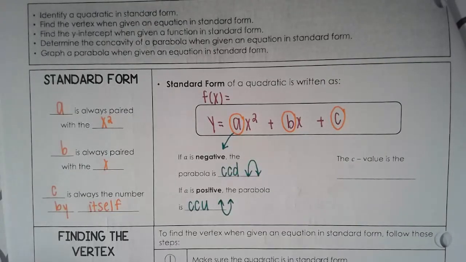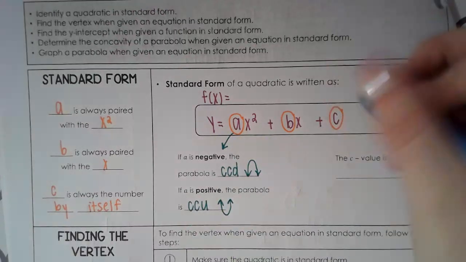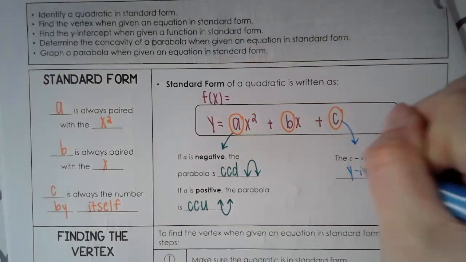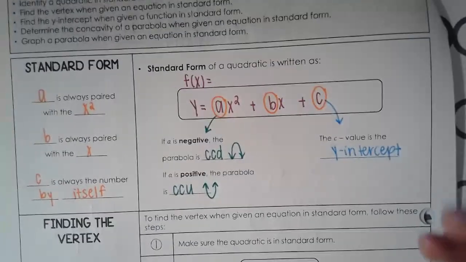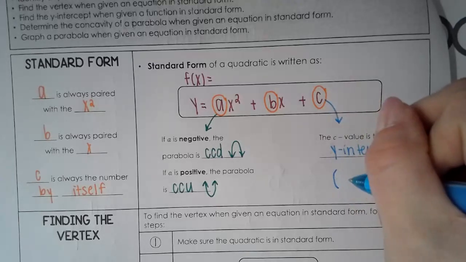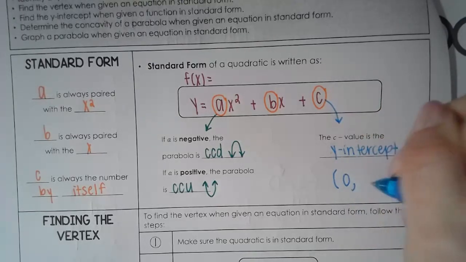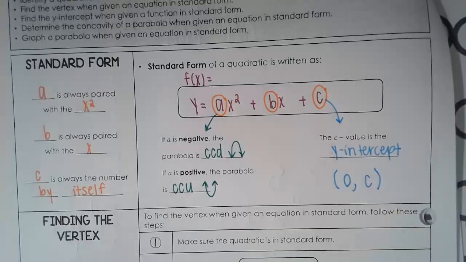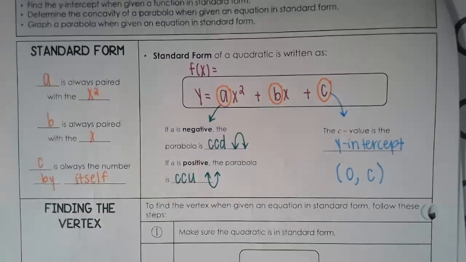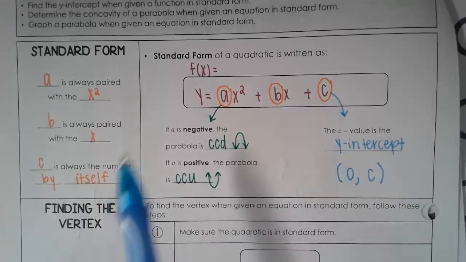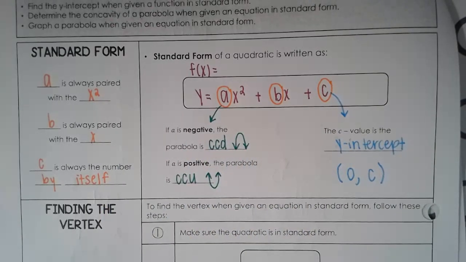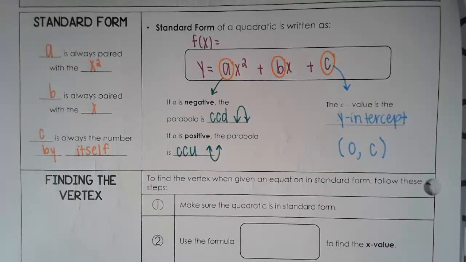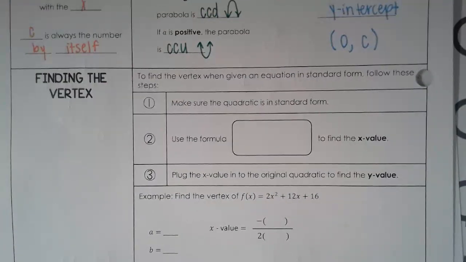Now, the other thing you can tell just by looking is the c value. This gives you the y-intercept. Now, if you write it as an ordered pair, anytime you have a y-intercept, your x value is 0. You put the number in the y spot. The big thing that we're going to talk about today is something you can't tell just by looking, and that's the vertex. There's an equation that you have to do to find the x value.